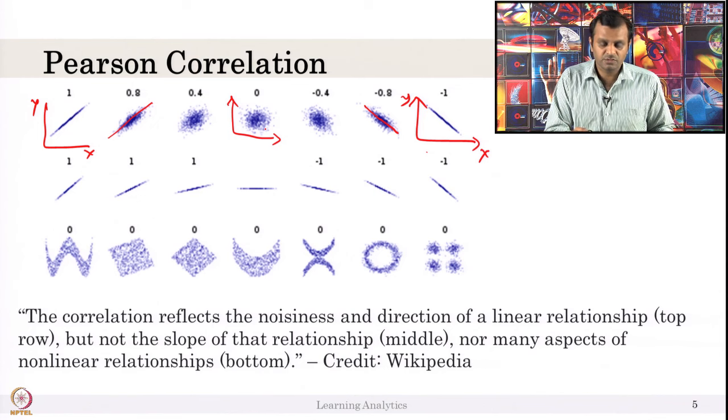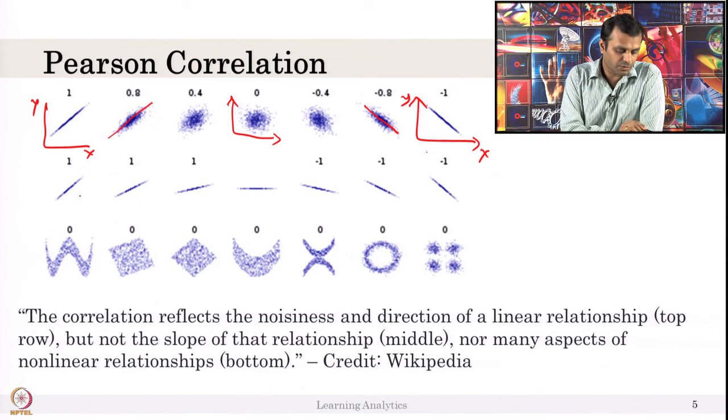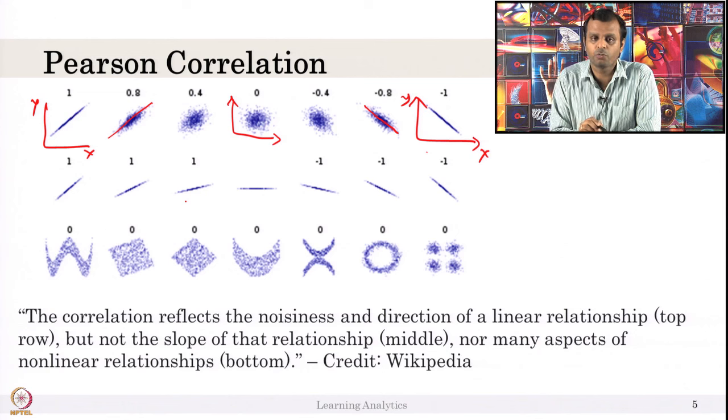Let us look at this line, it is very interesting. All these values, except this one, are plus 1. We saw that plus 1 indicates a positive and strong correlation, but it is not telling anything about the slope, and that is very, very important. Minus 1 means a linear relationship, yes, but not necessarily a strong slope, like x increases and y also increases in the same order. It is not so.